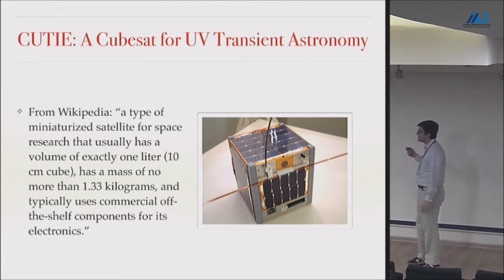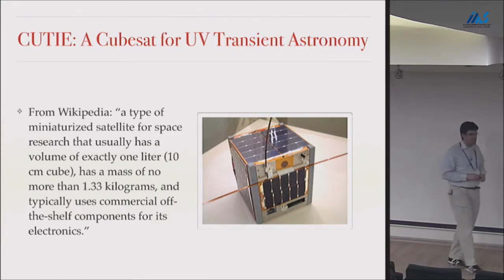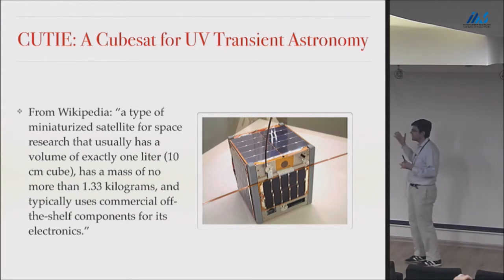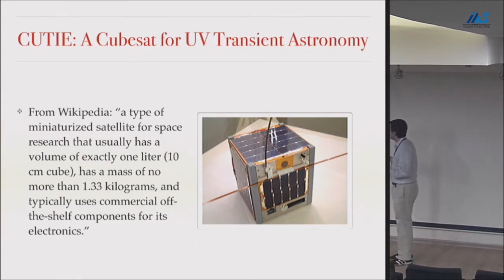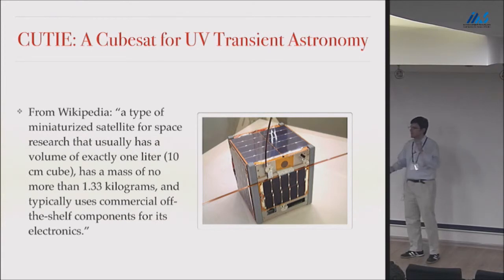So I've been putting together a project to try to do this, a wide-field UV transient survey from a CubeSat platform. If you haven't heard of a CubeSat before, a CubeSat is a type of miniaturized space satellite for space research, with a volume of 10 centimeters on a side, and very strict mass and power requirements.